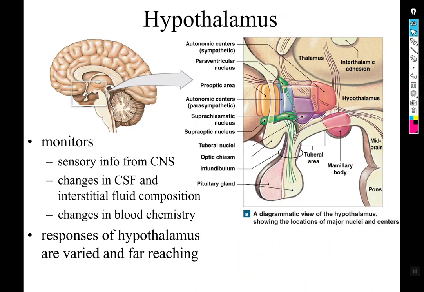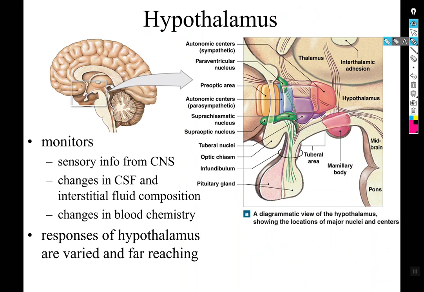Okay, hypothalamus. This is going to be monitoring sensory info from the CNS, and you might be saying to yourself, but Christina, there aren't any pain receptors in the brain. What sensory info? Well, not pain, but rather, mostly chemoreceptors that are detecting changes in the cerebrospinal fluid and interstitial fluid. And that's important because CSF is bathing your neural tissue and your neural tissue is very valuable. So you want to be constantly monitoring its chemistry to make sure it's not too acidic, not too salty, has the appropriate concentrations of ions, those kinds of things.